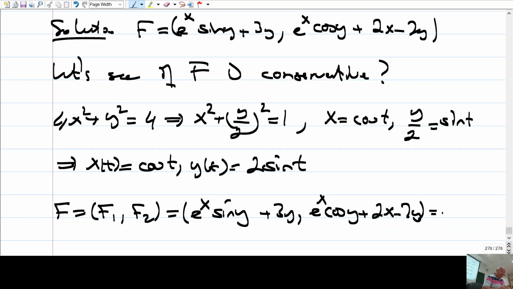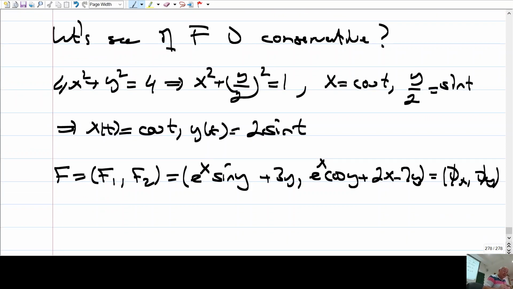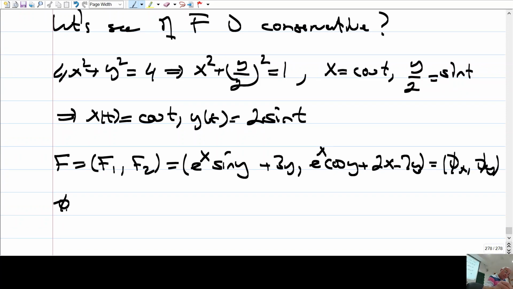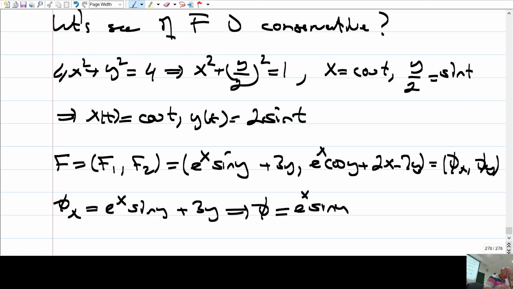And if it is conservative, then this should be phi sub x and phi sub y. There are only two variables, x and y, that's why I don't have to deal with the z coordinate. So if it is conservative, then phi sub x should be e to the power x sine y plus 3y. Well, then what would be phi? Integral of this with respect to x. Well, that is just e to the power x sine y plus 3xy plus a function of y.